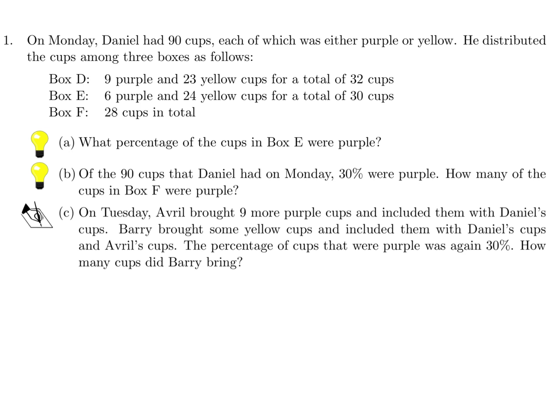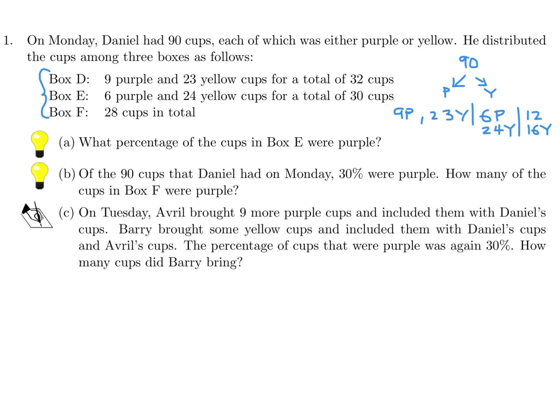All right, so there's 90 in total, and they are either purple or yellow. And they actually help us out a little bit with this information. So we have 9 purple and 23 yellow. And then we have 6 purple and 24 yellow. And then we have 12 purple and 16 yellow.